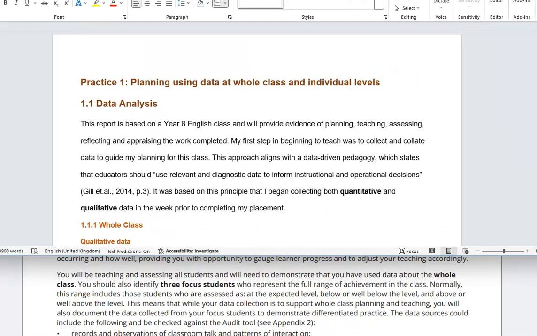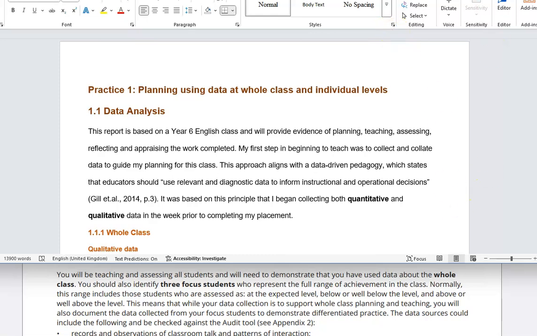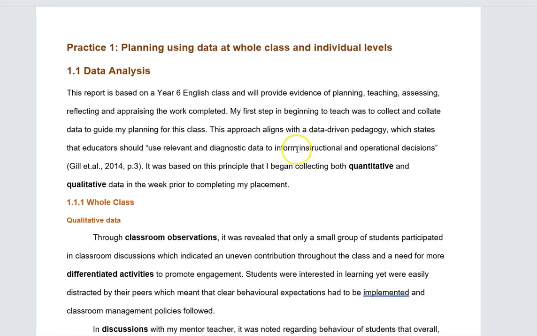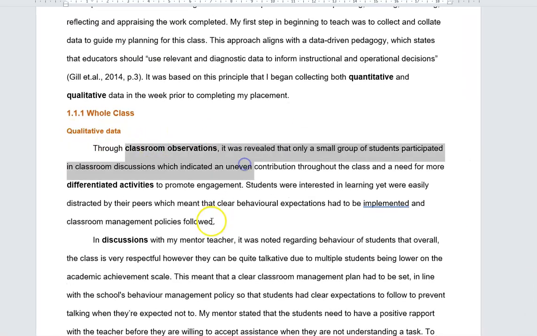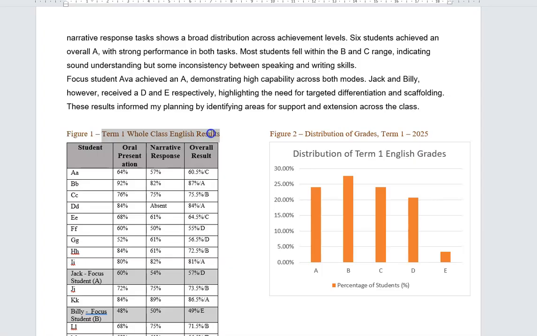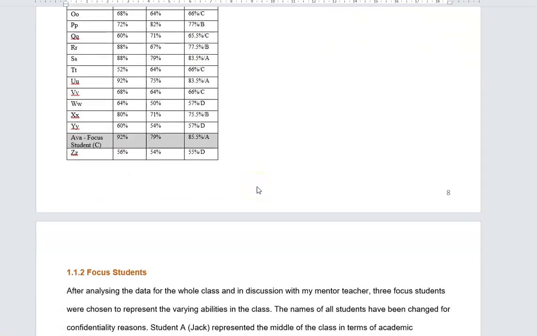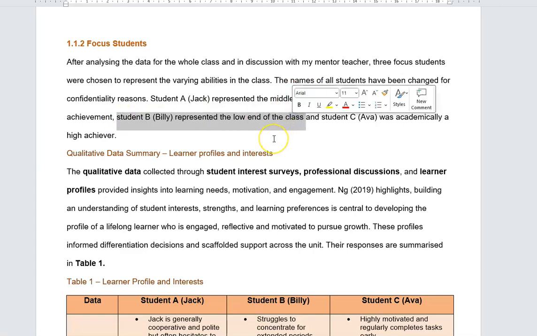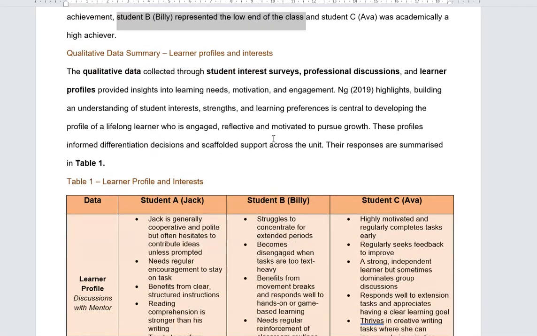Now let's come across and have a look at another sample, and this sample is a primary sample. So it should have the same information, but maybe slightly different information. This is an English example, where the first example is a mathematics example. So data analysis, qualitative data: I did observations, I had discussions with my mentor teacher, I then got some whole previous results. Here's the distribution of the grades for their class. My focus students, after analysing this, are middle academically, low here, for example, for Billy, their pseudonym, quantitative data summary.